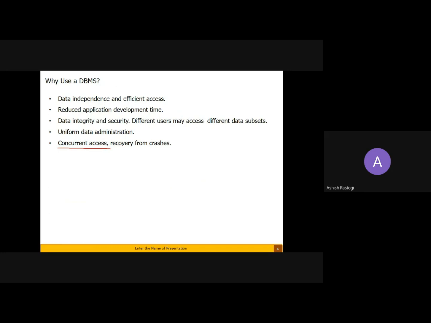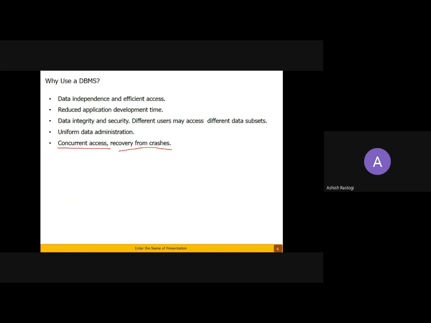And also recovery from crashes, because maybe some mishap happens, or your data is crashed in any region because of a virus, because of fire, because of an earthquake. Maybe your database is crashed. Then we have a recovery option so that we can recover data. That is the backup and recovery option in the database, right? So I hope you understand why we are using the DBMS. What is the benefit of using DBMS?